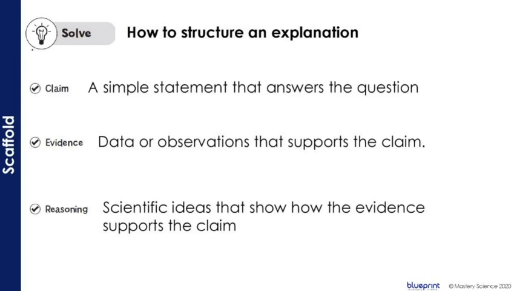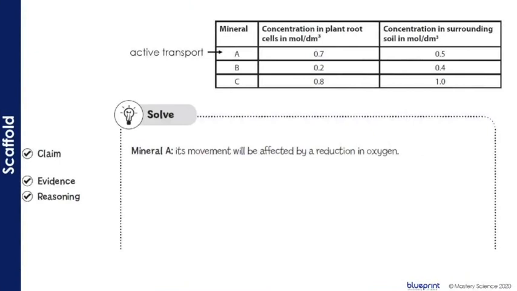Okay, and the next stage is the solve stage. So this is the third part of our domain strategy, which is showing you how to structure an explanation using these 3 stages: claim, evidence, and reasoning. So you can model to the students how you can structure an explanation in these 3 steps. So the first step is making a claim, which is a simple statement that answers the question. Then you have the evidence.